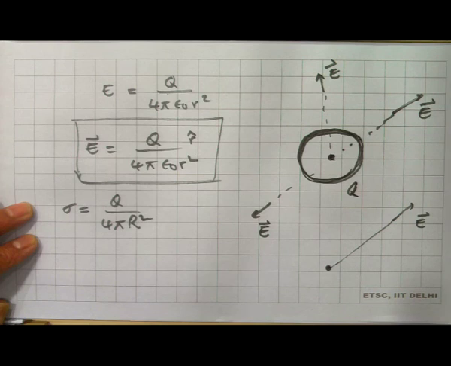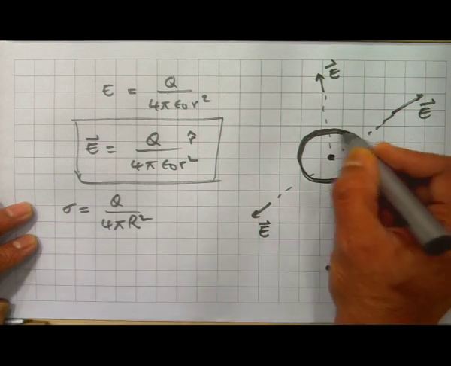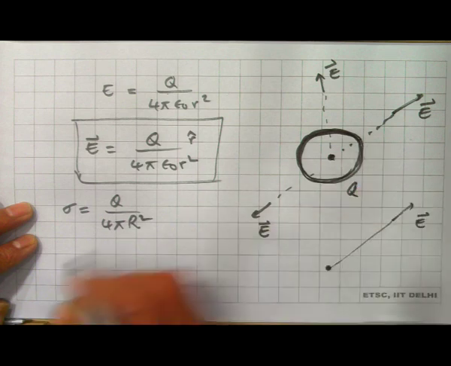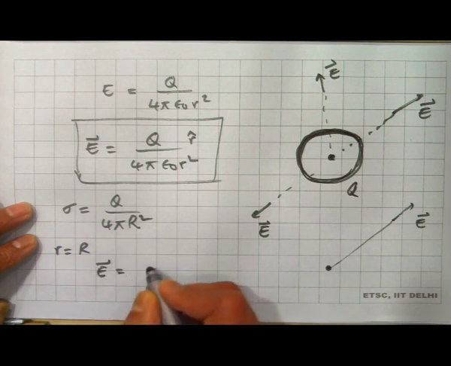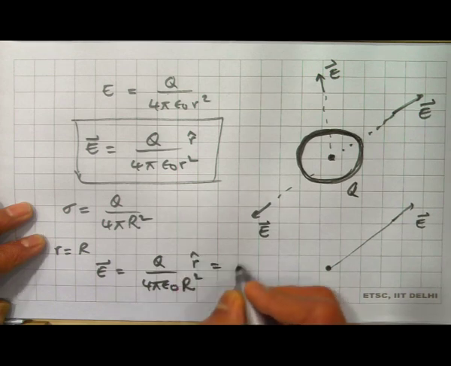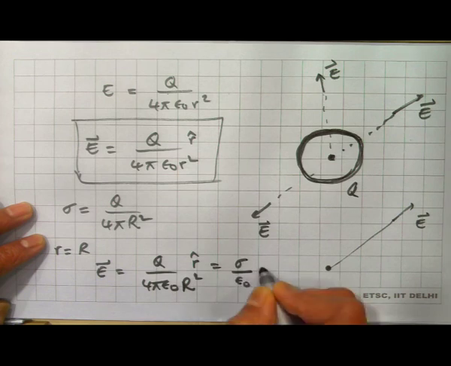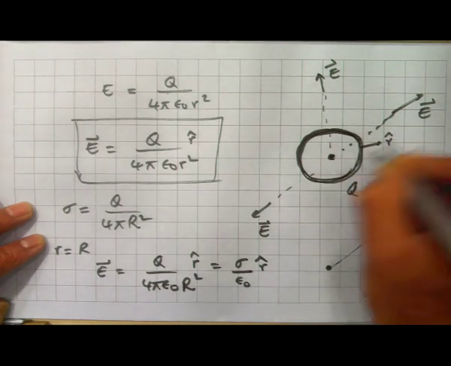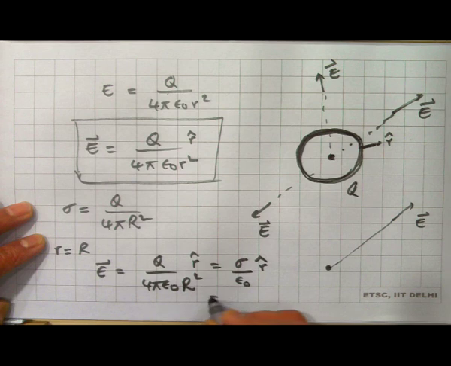This is the surface charge density, and so if I calculate the electric field very close to the surface of the conductor, just outside, r is equal to capital R. So, the electric field will be Q by 4 pi epsilon 0 r square into r cap, which is equal to sigma by epsilon 0 into r cap. Here r cap is nothing but the unit normal vector. So, this is also equal to sigma by epsilon 0 into n cap.